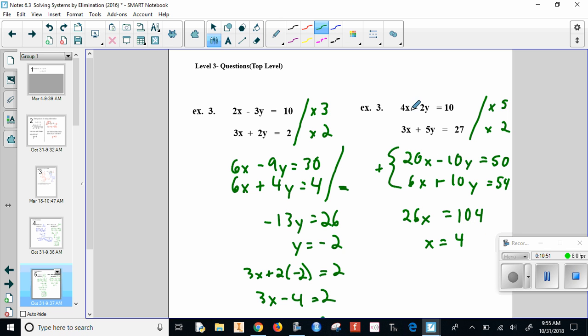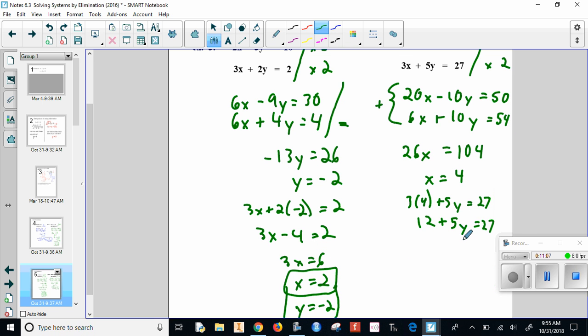So now that I got x, plug it back into either equation. Let's do the bottom. So 3 times 4 plus 5y equals 27. So 12 plus 5y equals 27. Subtract 12 on both sides. 5y is equal to 15, and y equals 3. So if y equals 3 and x equals 4, now we have completed the problem. We've also completed the lesson.